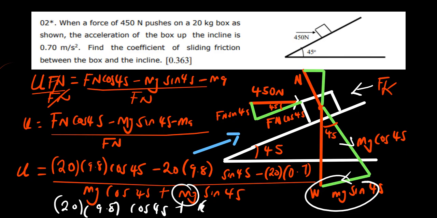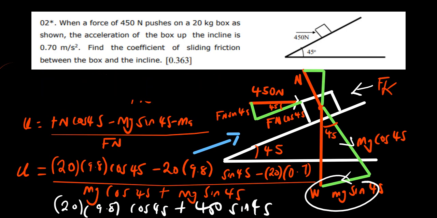Now look at the direction of this one. The direction of this one, mg, is just the same as your 450. So this will have 450 sin 45. Now when you have that, all we need to do is add up and subtract all those, everything that we have.